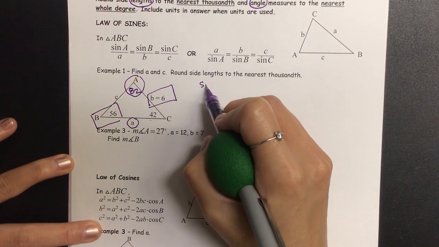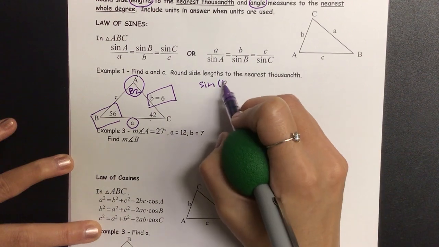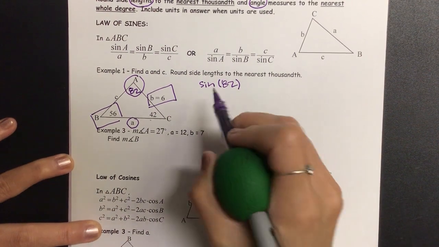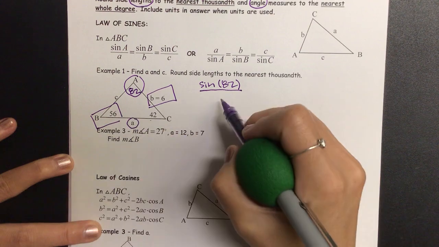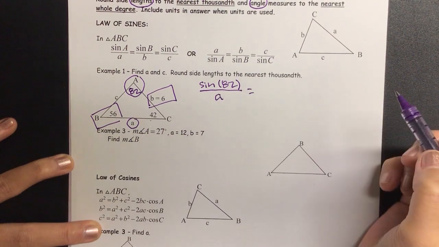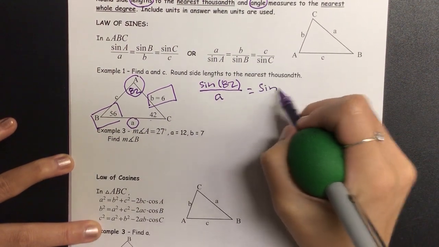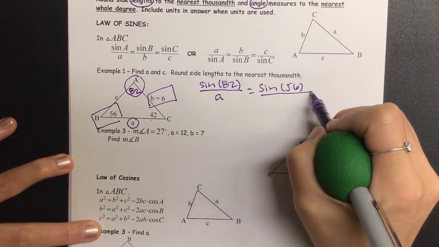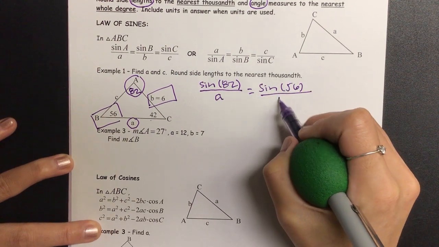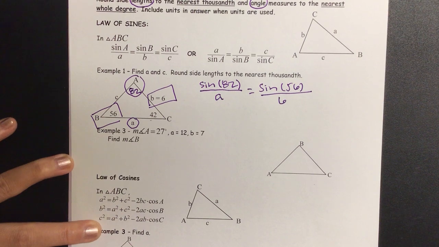So we have sine of 82. Anytime you have a trig, it's gotta be an angle measurement inside. Opposite of that is our A. And then we have sine of 56 degrees over what? 6. And then we're gonna cross multiply.